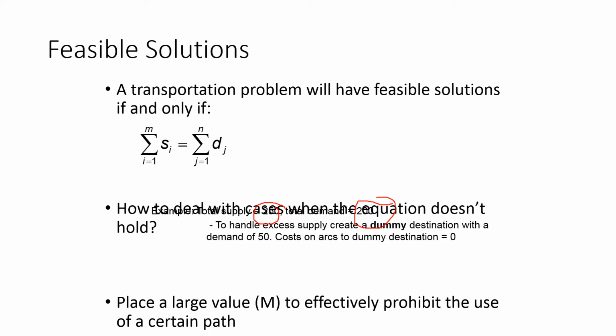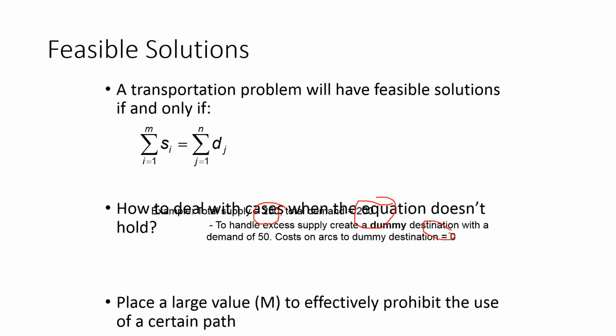So I will create a dummy demand or destination, which is equal to the difference between the 250 and the 200, which is 50. So I will insert a dummy or a new demand or destination with a capacity or demand of 50, and the costs associated with this dummy destination will be zero, the transportation cost.